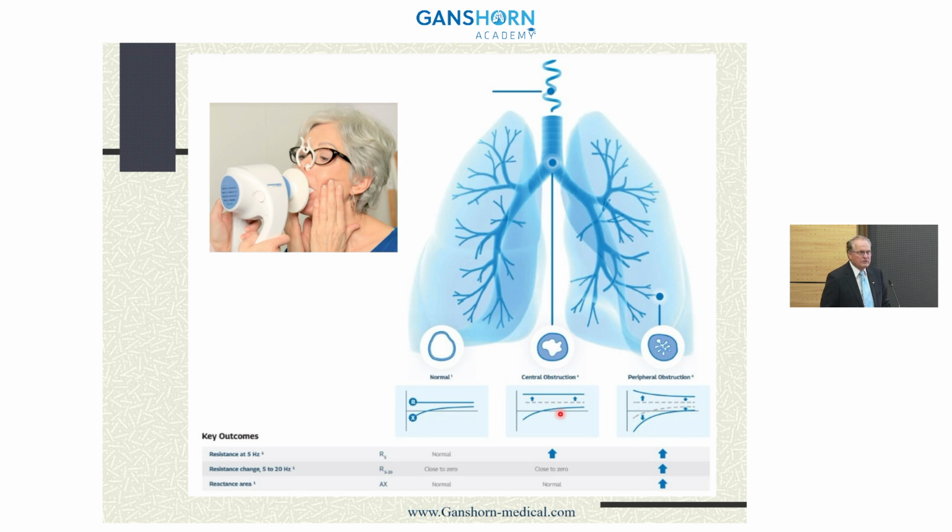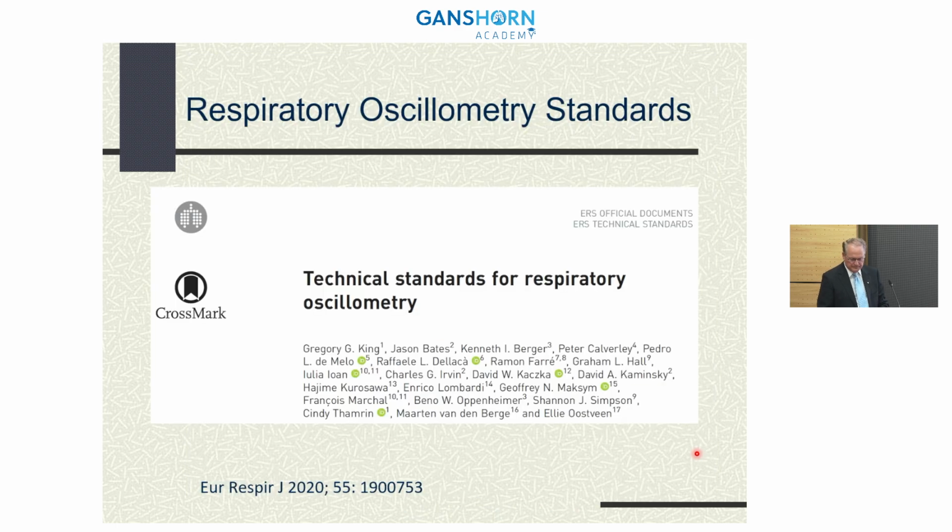In someone that has central obstruction, the resistance at R5 and R20 are going to be the same, but they're going to be elevated. And the reactance or area of the curve is going to be normal. But in someone with COPD, in particular peripheral obstruction, their R5 is going to be elevated. Their R20 is going to be elevated, but their R5 to R20 relationship is going to be higher, and the area under the curve is going to be higher also.